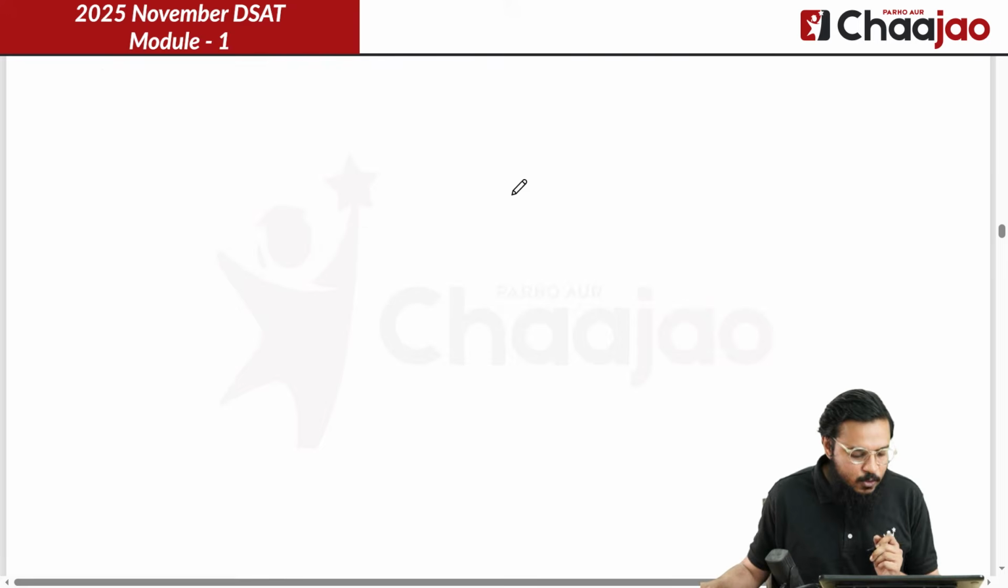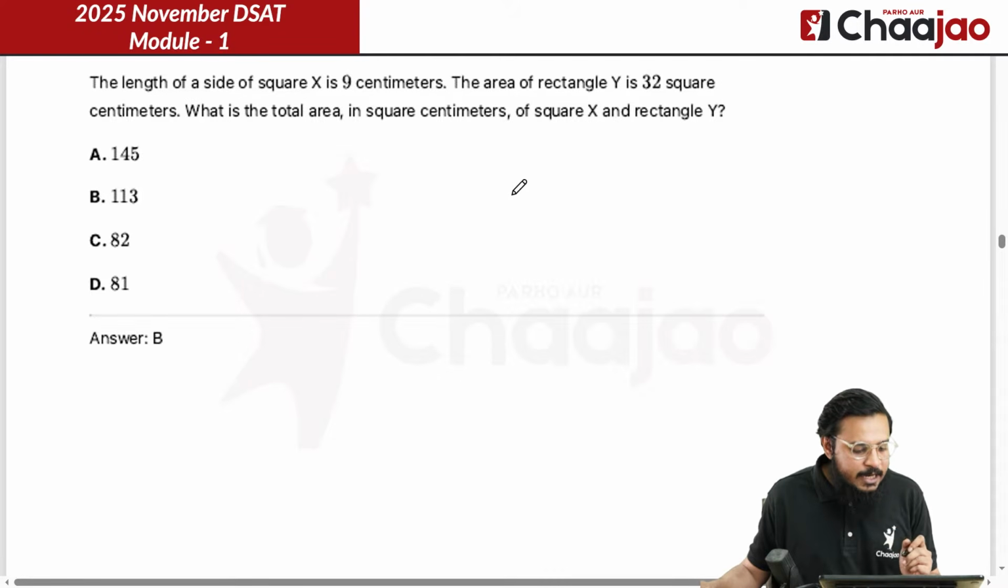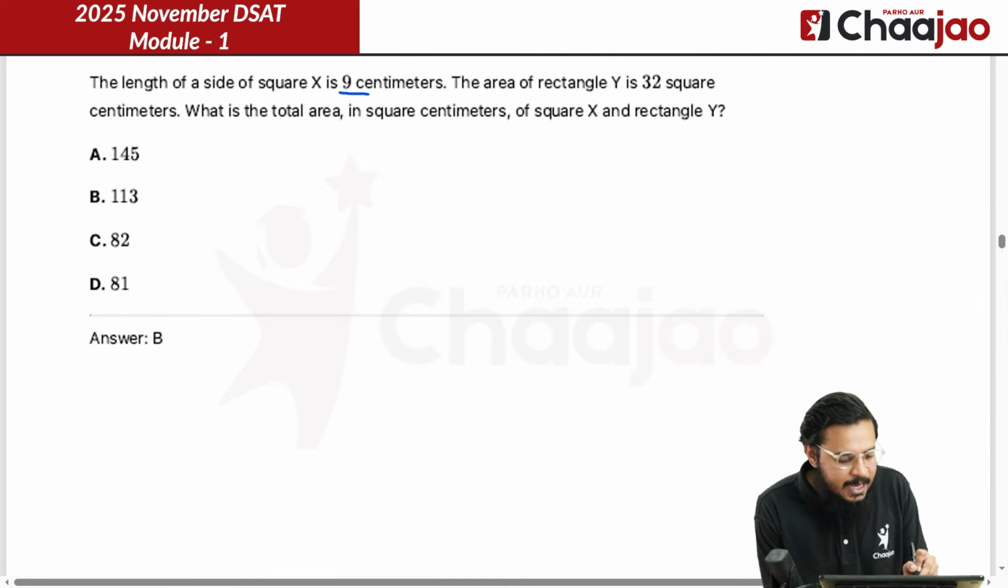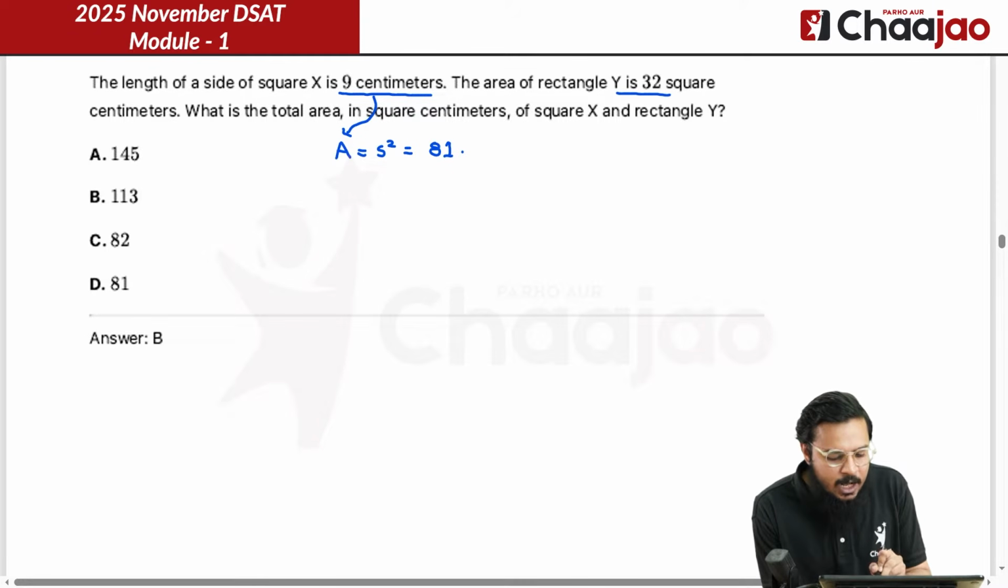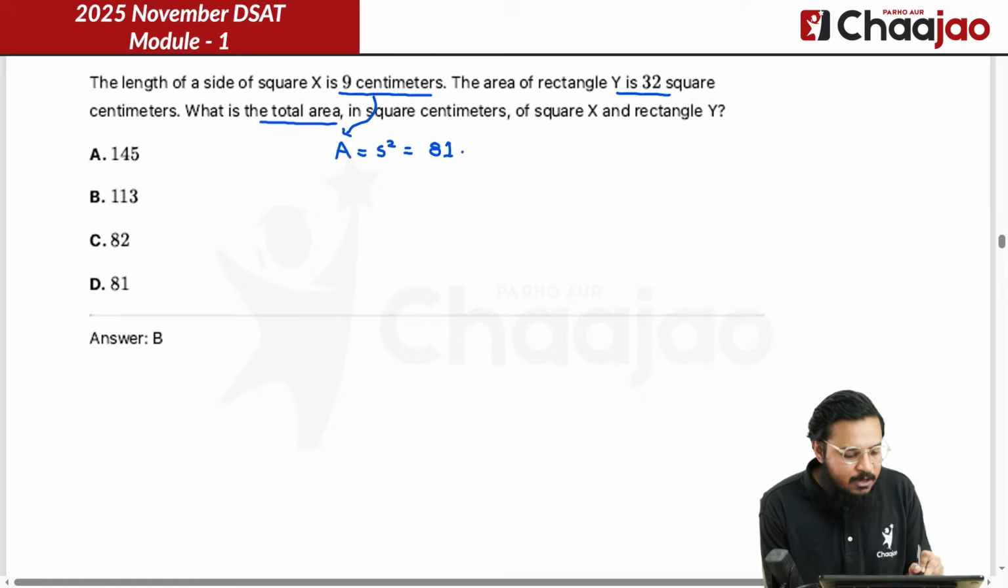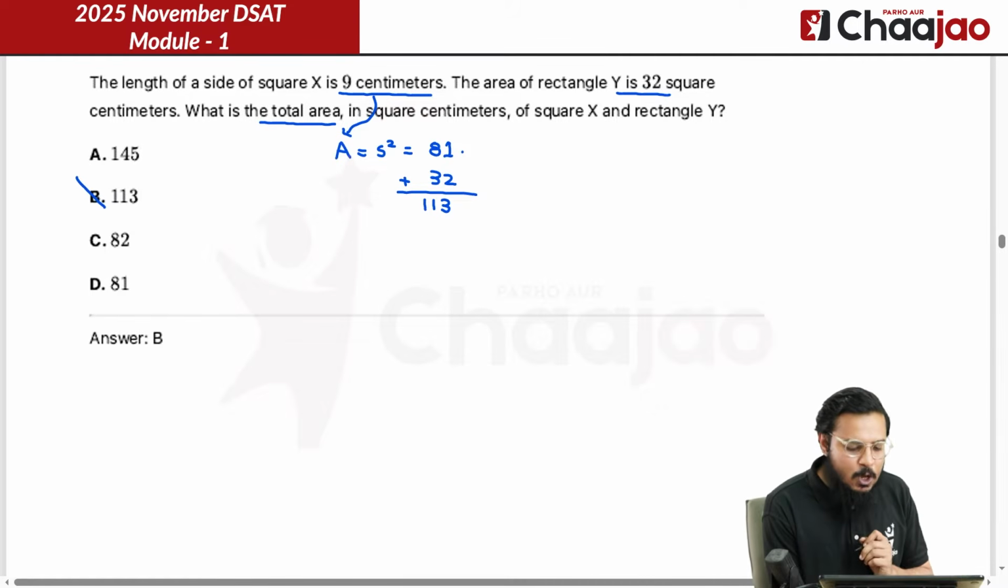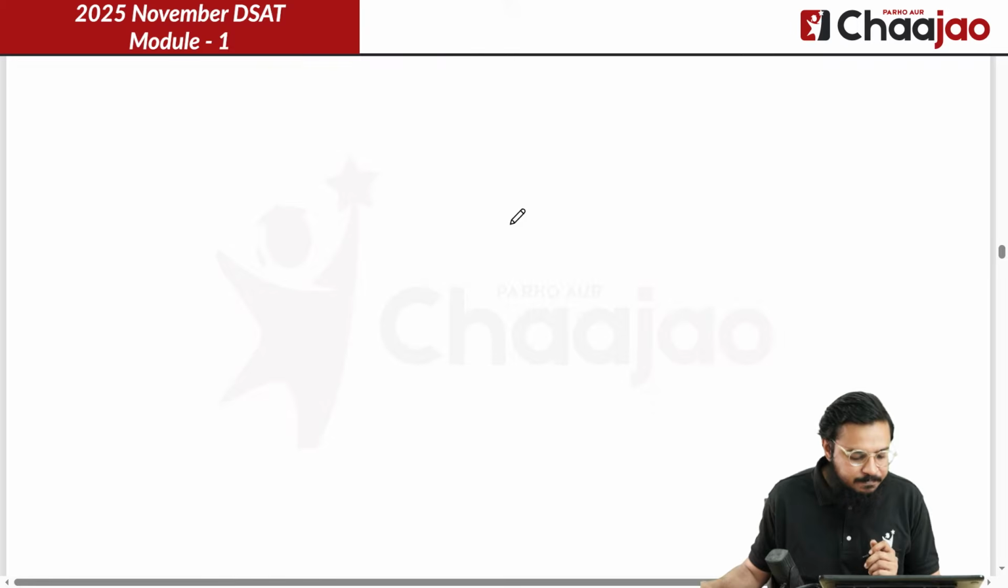The next question, question number 9. Okay, so the length of a side of square x is 9 centimeters. So obviously the area of this square would be s square, 9 times 9, that's 81. So we know the area of the first 2D shape. The area of rectangle y is 32, and you're supposed to figure out the total area of these two shapes altogether. So what I'm going to do, add 81 and 32 to each other. The right answer for this question should be 113, perfectly mentioned in answer option B. Moving on to the next one.